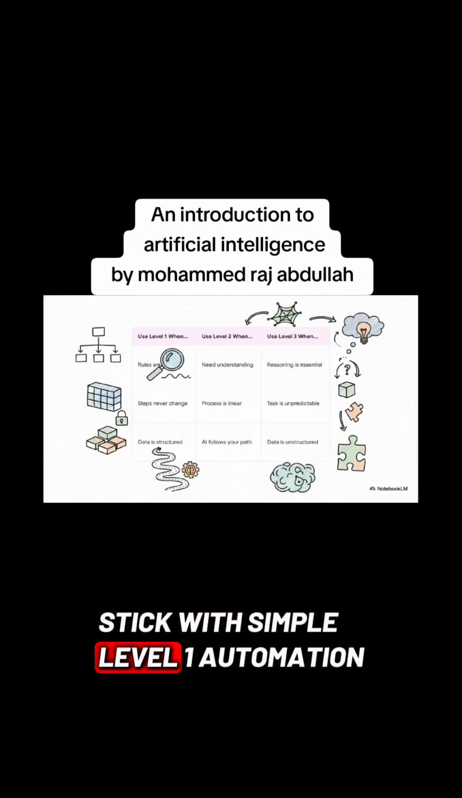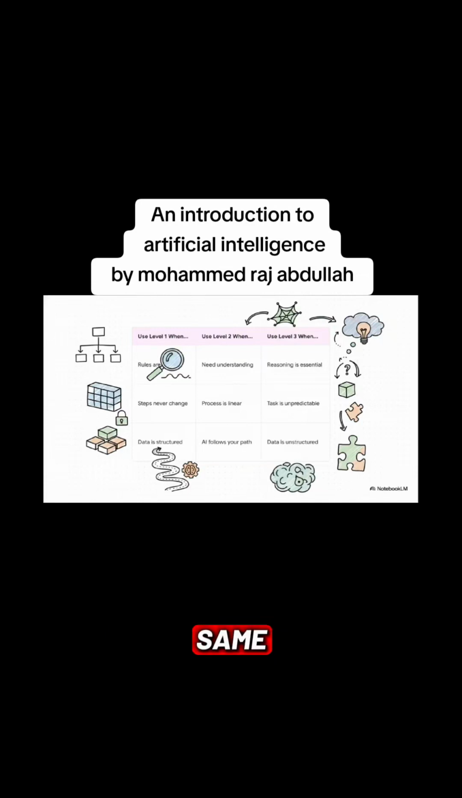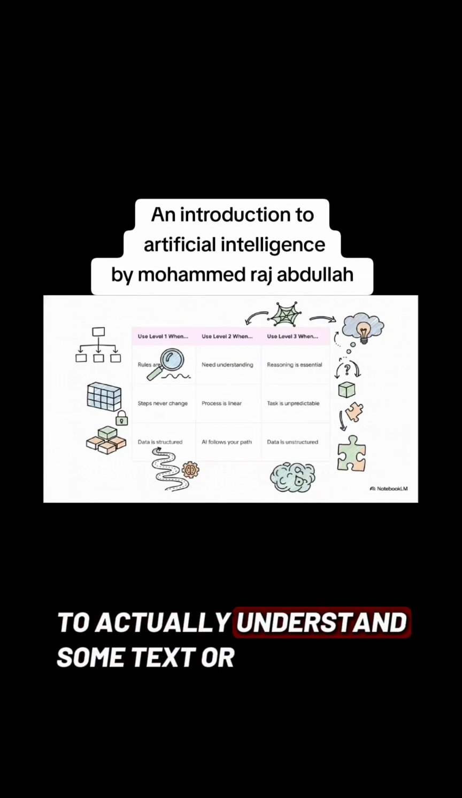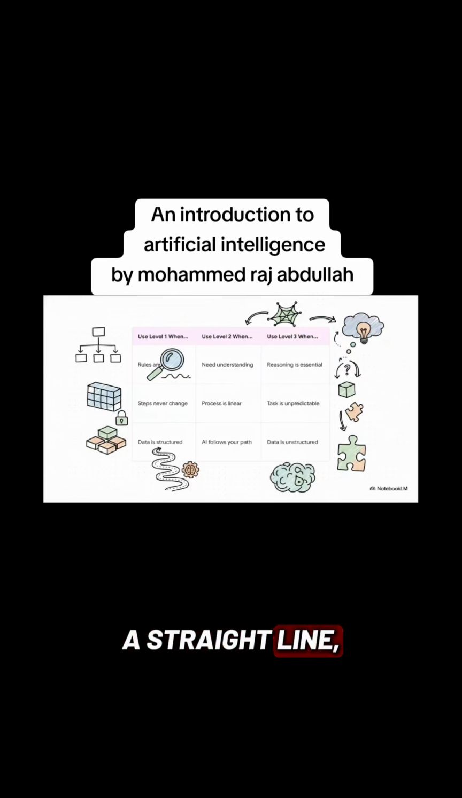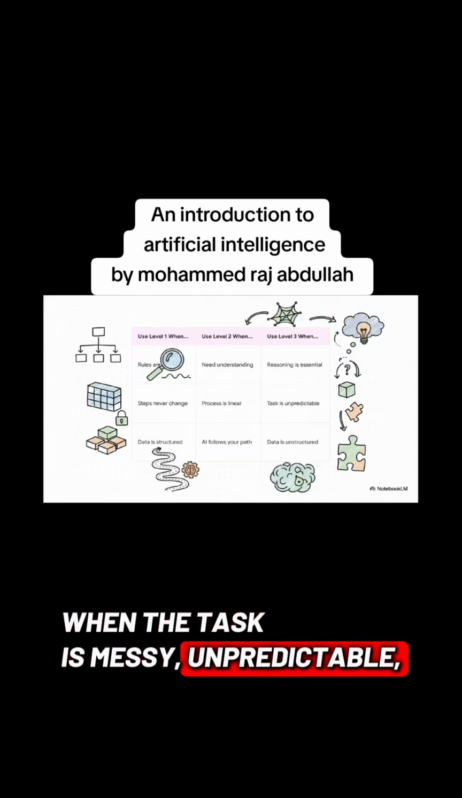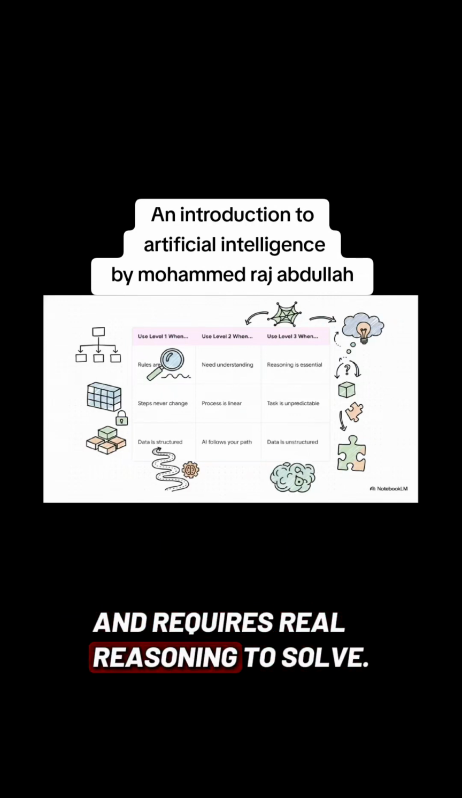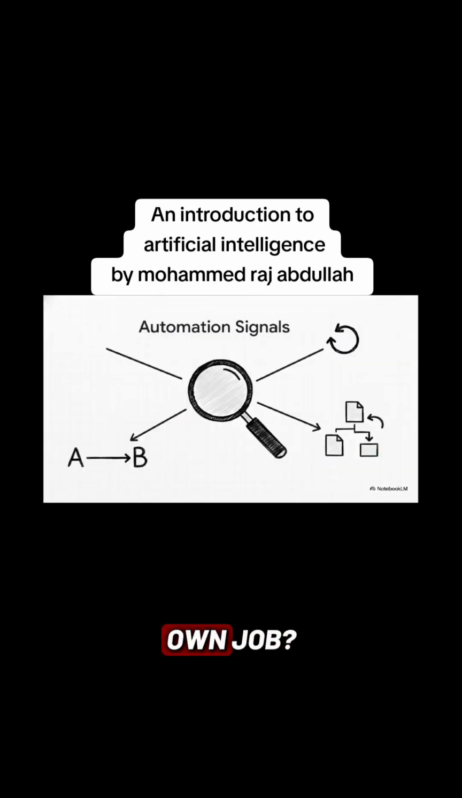Stick with simple level 1 automation when the rules are crystal clear and the steps are always the same. Level up to a level 2 workflow when you need the AI to actually understand some text or data, but the overall process still follows a straight line. And you only need to bring in a level 3 agent when the task is messy, unpredictable, and requires real reasoning to solve.